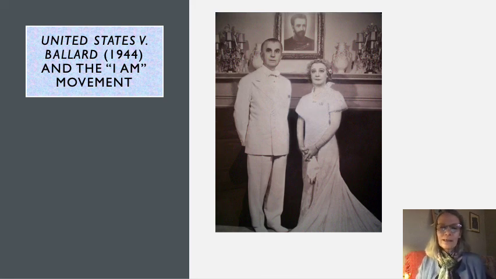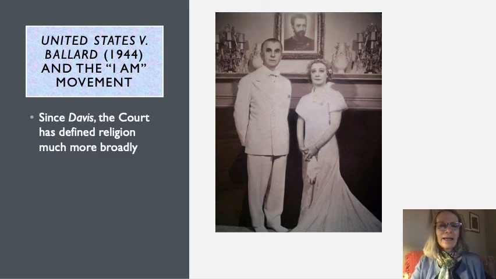So a lot of the case law that we have and that you'll be reading about comes from Mormons, from Seventh-day Adventists, from Jehovah's Witnesses, okay? And in this case, it comes from a very small sect known as the I Am movement. This is a pretty cool case, in that it's the first significant case that the court hears following Davis, and this case leads the Supreme Court to offer a much broader definition of religion.